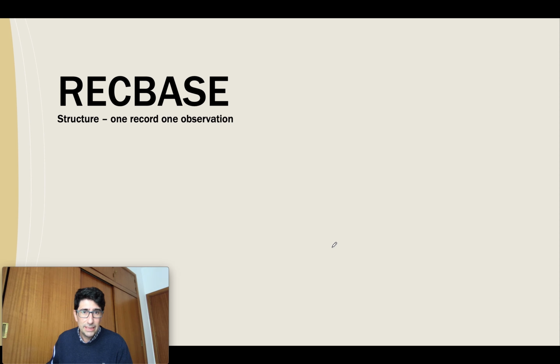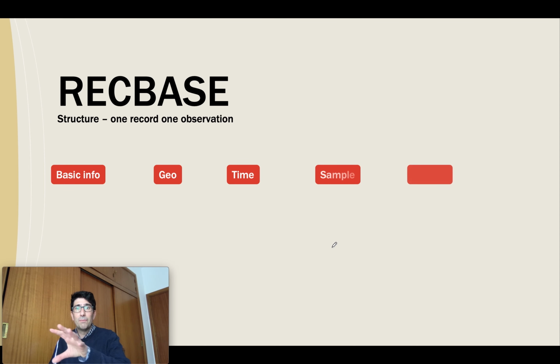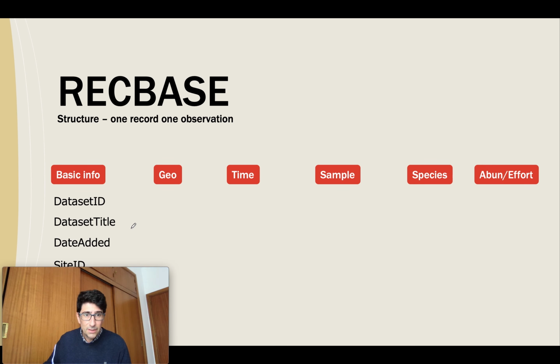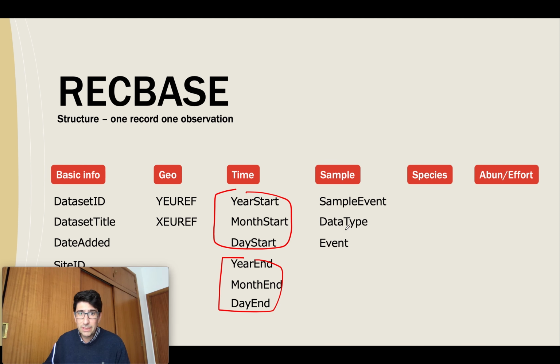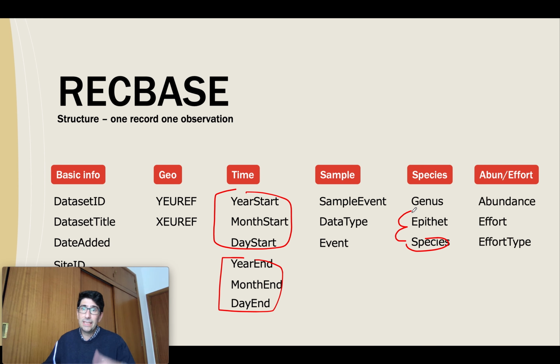Another way of seeing this is if I make them in several boxes, if I classify the fields in several categories. So we have the basic info, we have the geographic information, we have the time when each observation started, when each observation ended, some information about the sample, the data type, event, species. Species is actually a concatenation of this and this, and then information about abundance, effort, and effort type.